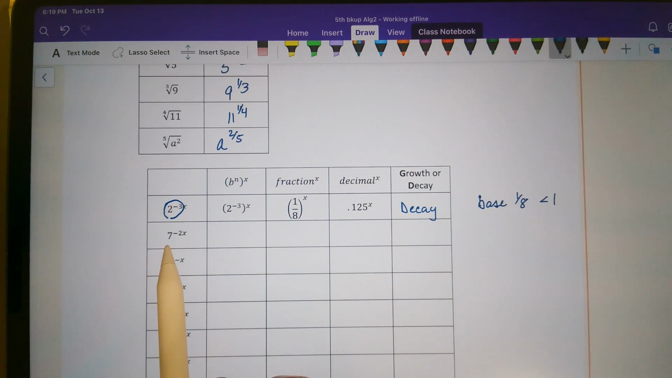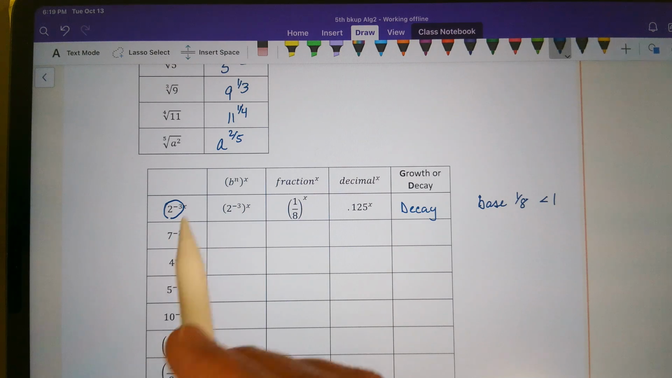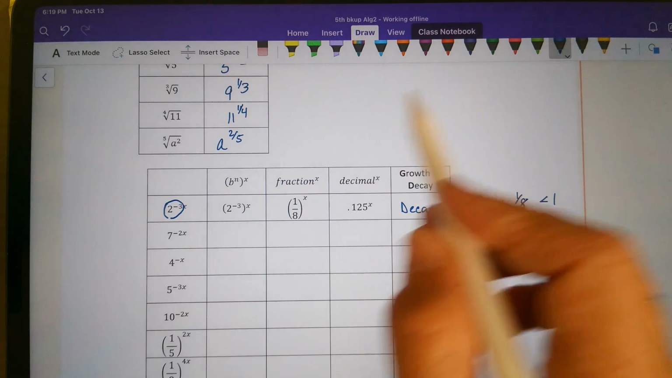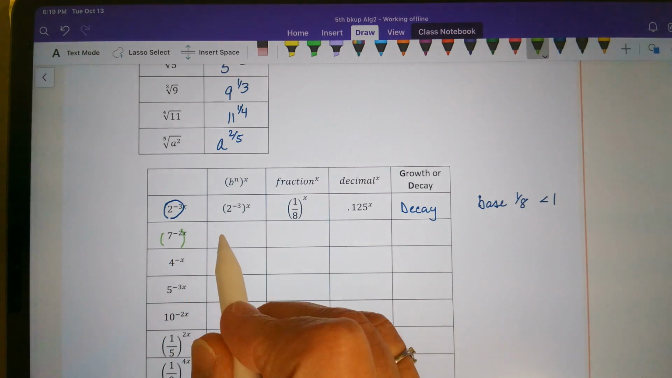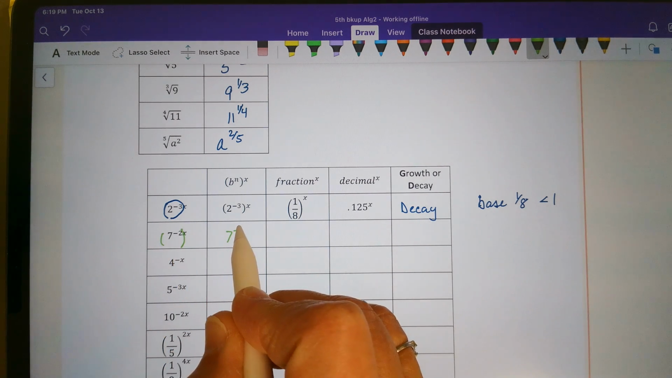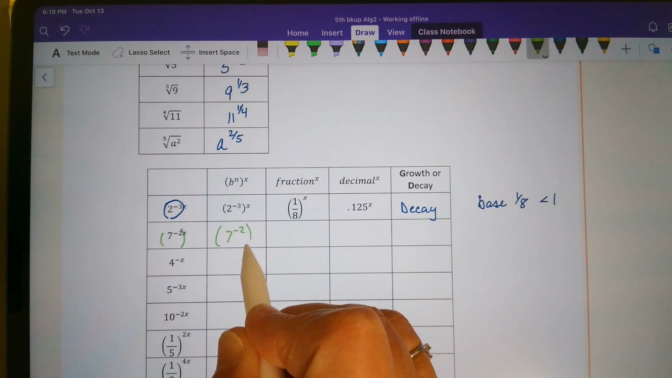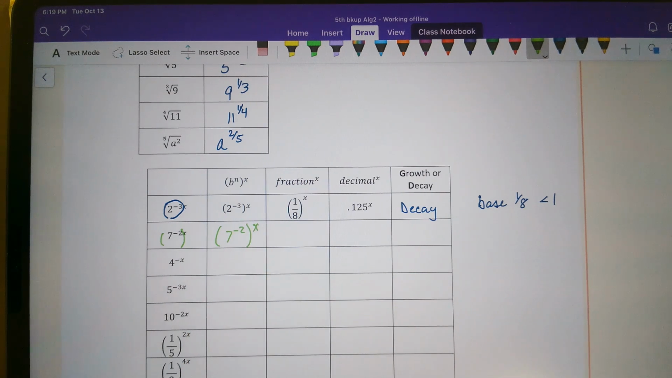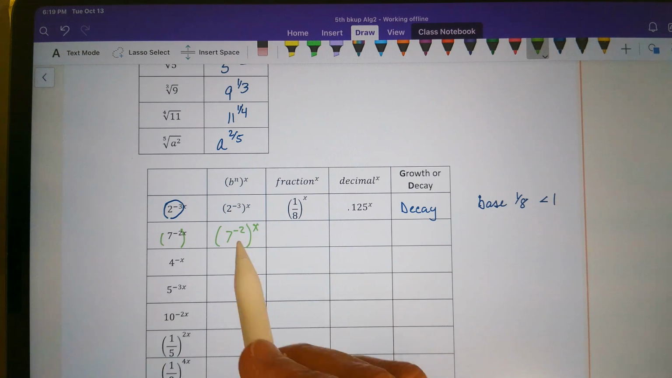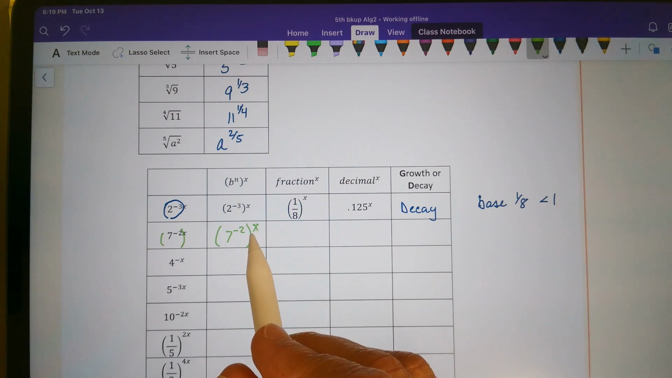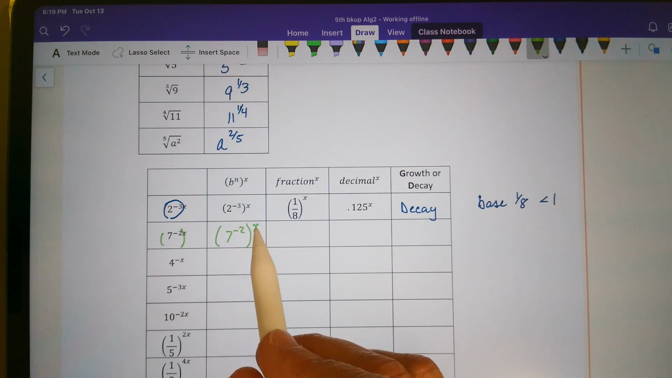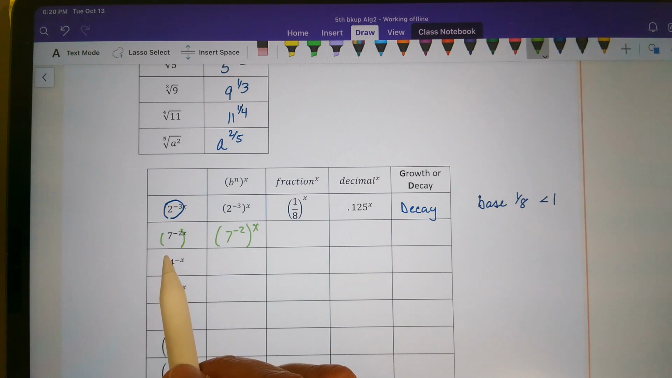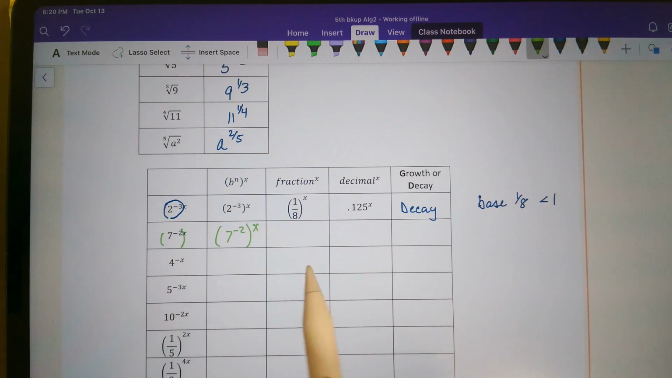Let's try the next one. 7 raised to the negative 2x. So I'm just going to rewrite this as 7 raised to the negative 2, raised to the power of x. They're equivalent. A power to a power, we multiply those powers. So 7 to the negative 2 raised to the x is equivalent to 7 raised to the negative 2x.